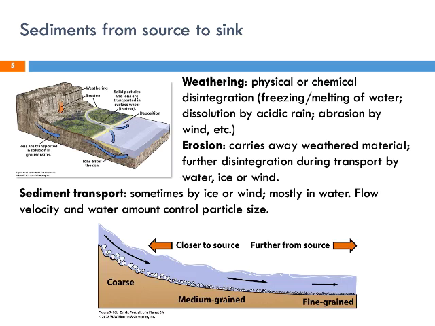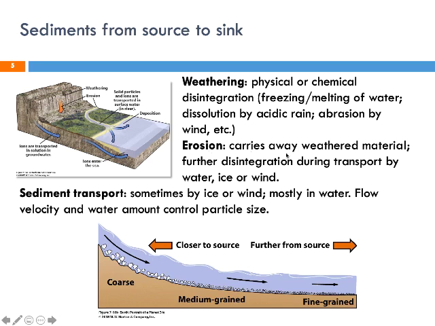Weathering and erosion. We have used these two terms, and I want to emphasize again, weathering and erosion are different. Weathering is simply the physical or chemical disintegration of rocks, and contributing factors are freezing or melting of water that might expand and fracture rocks, dissolution due to the low pH value of acidic rain, and abrasion by wind is another factor. All that can disintegrate rocks, and once they are disintegrated into smaller components, erosion can carry away the weathered material.